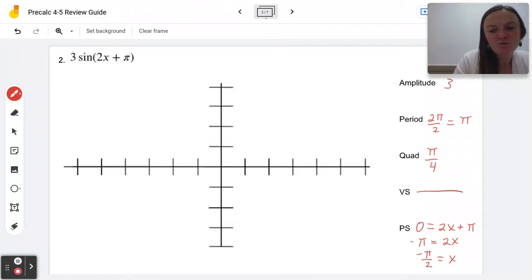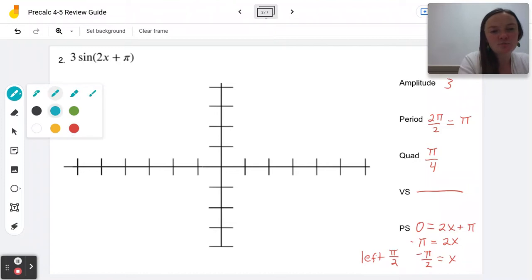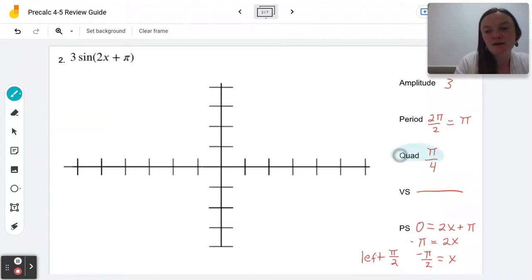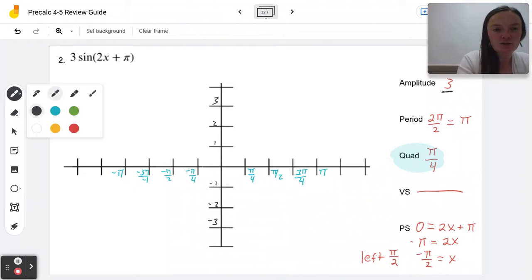Notice here for the phase shift, when you solve by setting equal to 0, we get a negative. So we need to move left pi over 2. All right, so what we're going to do is start with our most important piece of information, which, believe it or not, is our quadrant. Use your quadrants to scale the graph. Okay, so once we have our scaling, we also see the amplitude is 3. So I'm just going to say 1, 2, 3, just so we know we can go up that high, and -1, -2, -3.